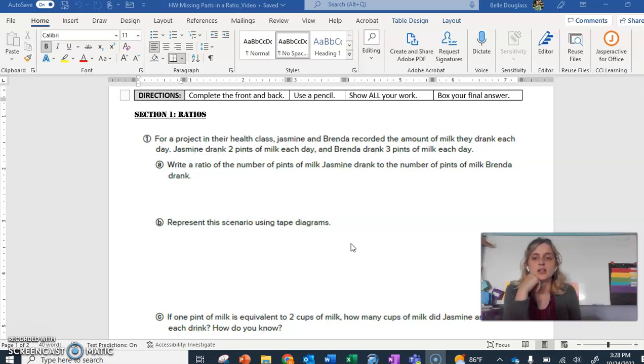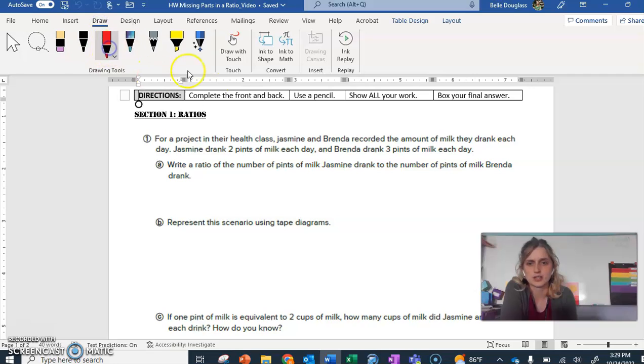proportion. So for a project in their health class, Jasmine and Brenda recorded the amounts of milk they drank each day. Jasmine drank 2 pints of milk. Right here, 2 pints of milk. We're going to draw on this. 2 pints of milk each day, and Brenda drank 3 pints of milk each day.